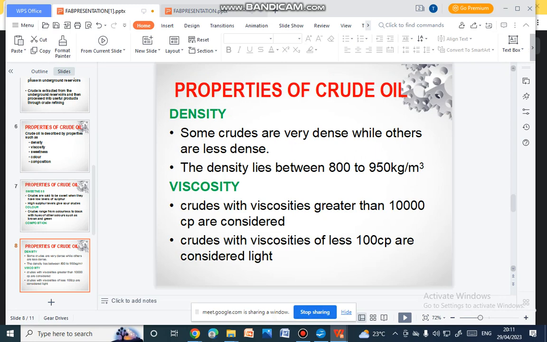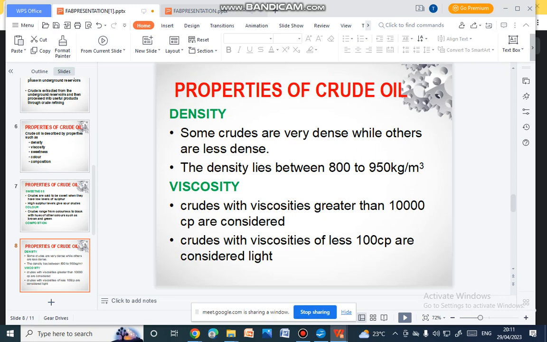Let us continue on properties of crude oil. Density. Some crudes are very dense, while some crudes are light. The heaviest crudes have densities of about 950 kilograms per cubic meter, while the lightest crudes have densities of around 800 kilograms per cubic meter.